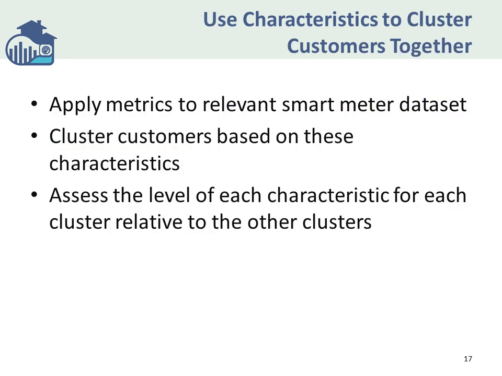So with these 9 characteristics now defined, we can apply them to a data set of smart meter data collected over a period of time. This results in, for every single customer, a list of 9 calculated characteristics. Based on these characteristics, we can then cluster similar customers together. Once these customer clusters are found, the levels of the various characteristics can be assessed in order to see how they vary from group to group.